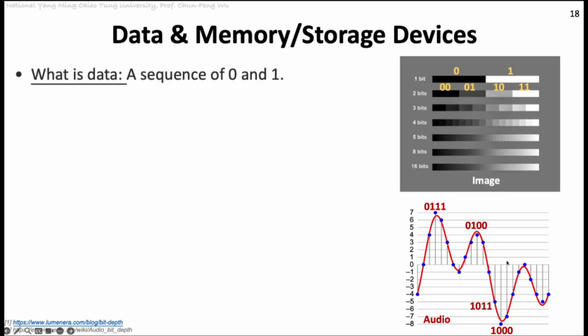Not only images, but also voice and audio. For an audio signal, it can be sampled into several data points. If we use 4 bits to sample this signal, then you can see maybe this 0111 means this peak and this 100 means this peak here. So this is how multimedia is stored on a storage device. Actually, it is still a sequence of 0s and 1s.